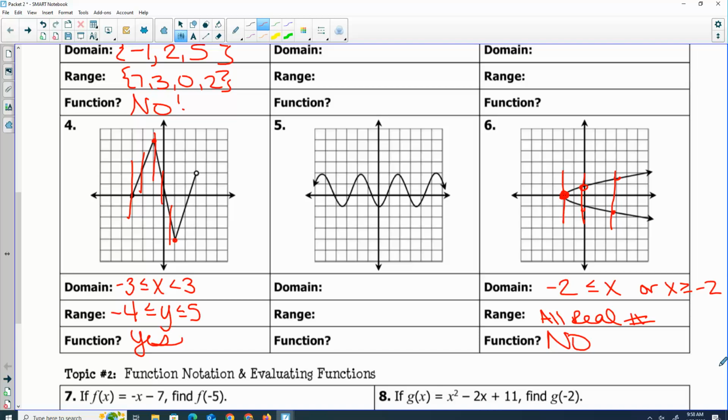What questions do you guys have there? Does everybody have all of those down?